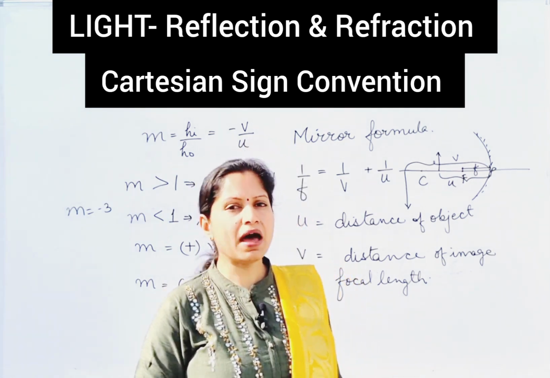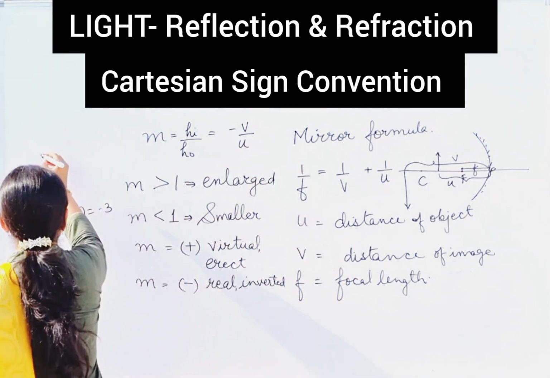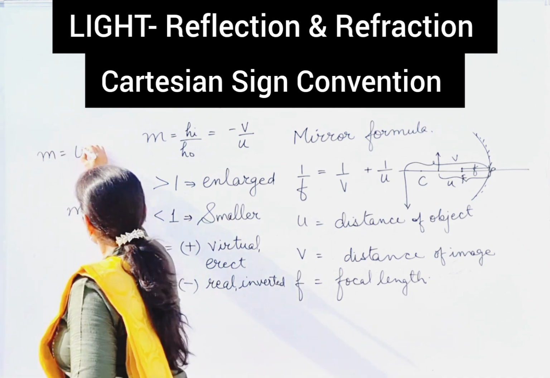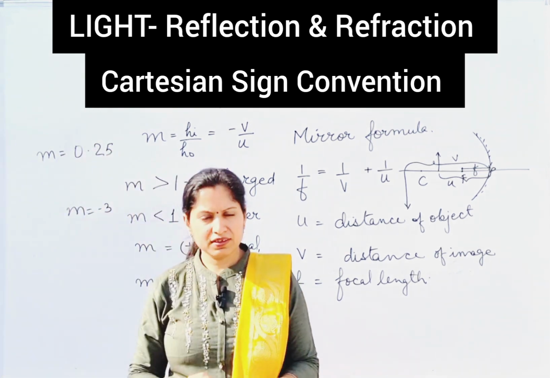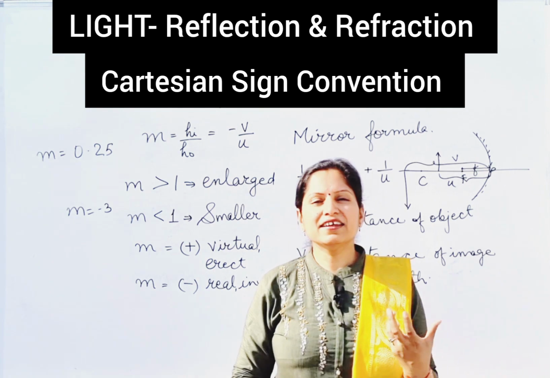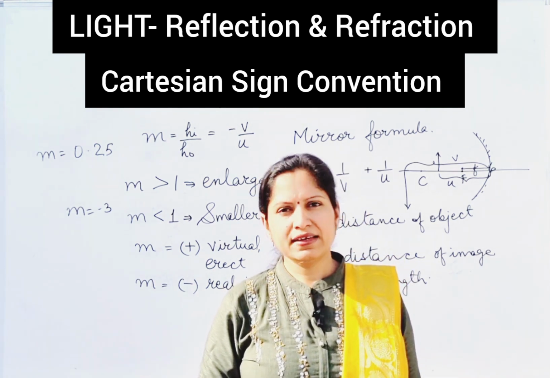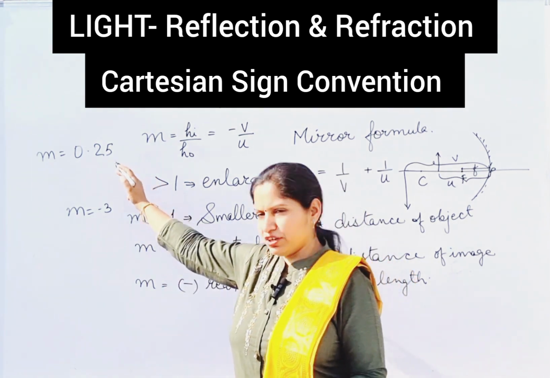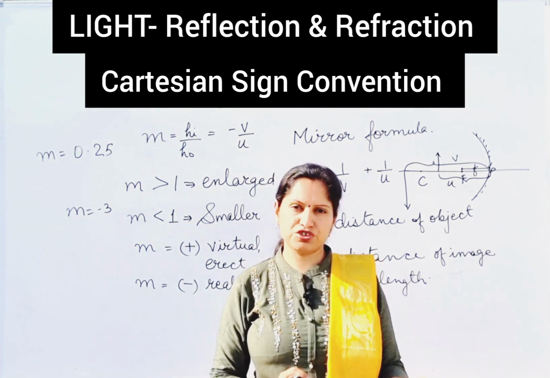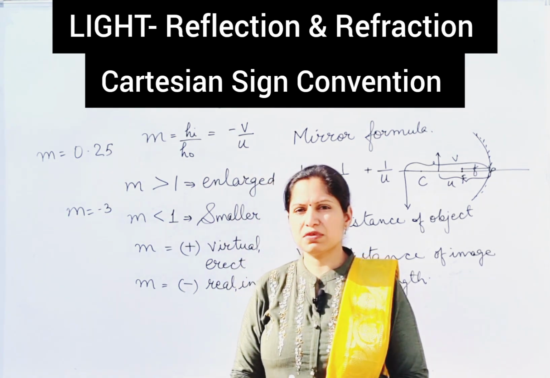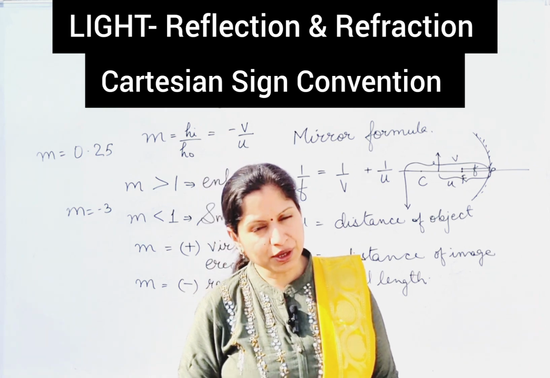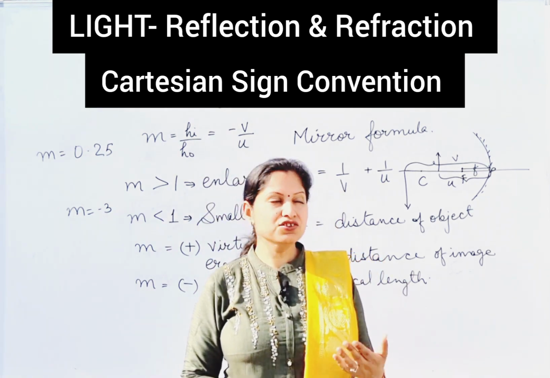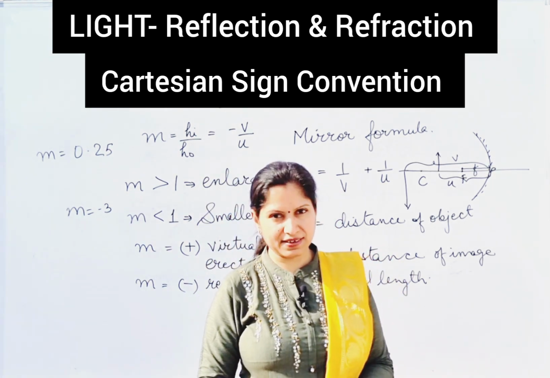तो इसलिए इमेज एनलार्ज्ड है. अगर मैग्निफिकेशन का आंसर आपका 0.25 आता है, तो ये आपको क्या बताता है? That the image formed is virtual, erect and diminished, meaning smaller than the object. इमेज का साइज ऑब्जेक्ट के साइज के कंपैरिजन में छोटा है. ओके, ये चीजें हमारी और क्लियर हो जाएंगी जब हम बहुत सारे न्यूमेरिकल्स प्रैक्टिस करेंगे.